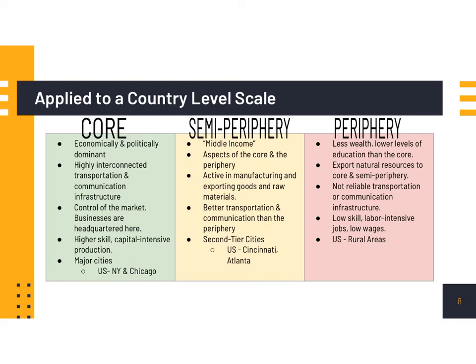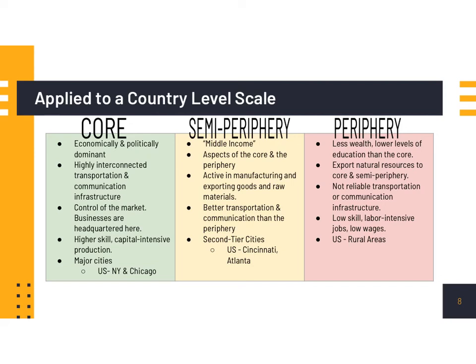And then our periphery cities are the less wealthy parts of the United States. They have lower levels of education than the core. There's actually places in the United States where the majority of people do not graduate from high school. They export a lot of natural resources, so they have a lot of mining. They also will be more likely to have some agriculture in those areas.